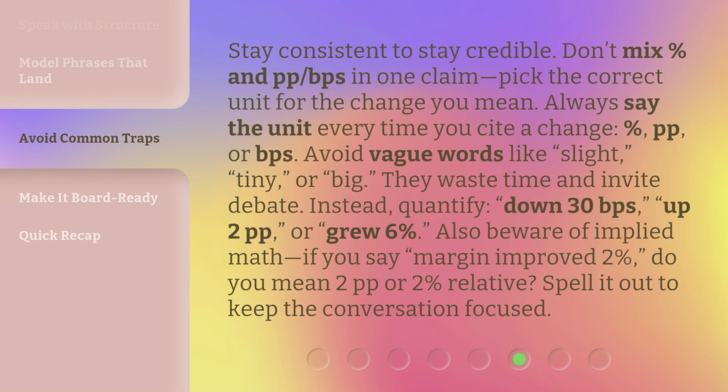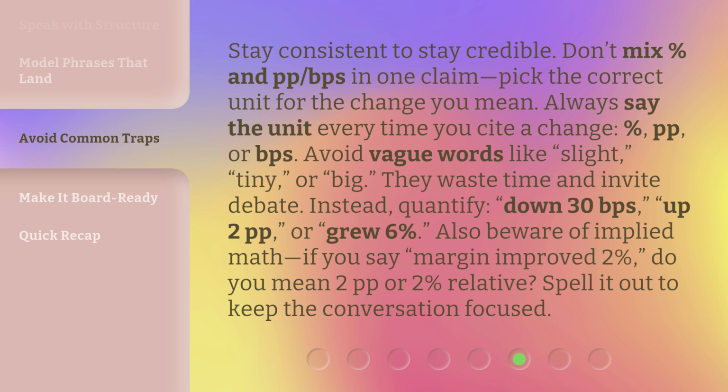Stay consistent to stay credible. Don't mix percent and PP or BPS in one claim. Pick the correct unit for the change you mean. Always say the unit every time you cite a change: percent, PP, or BPS. Avoid vague words like slight, tiny, or big. They waste time and invite debate. Instead, quantify: down 30 BPS, up 2 PP, or grew 6%.